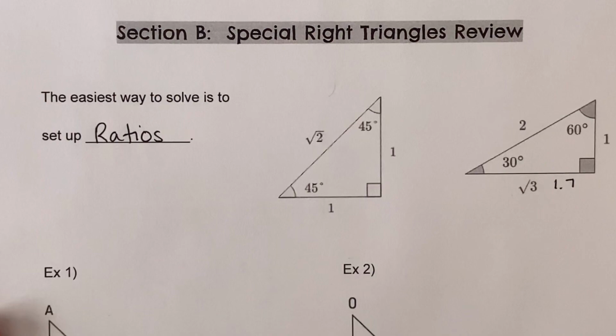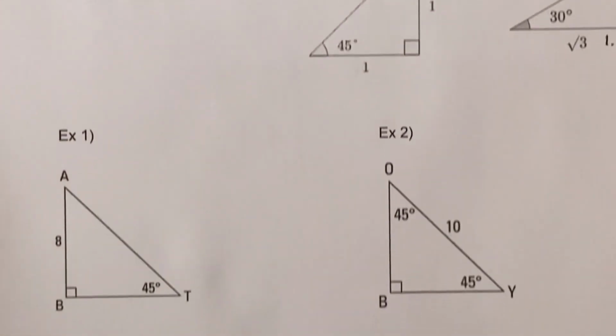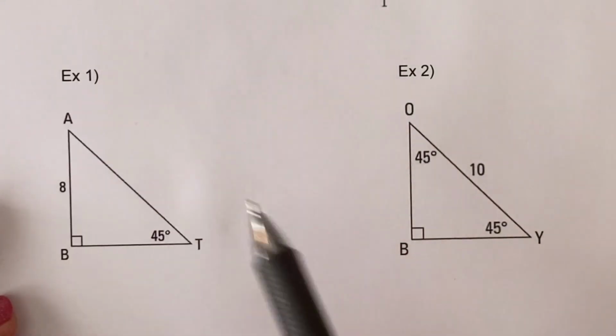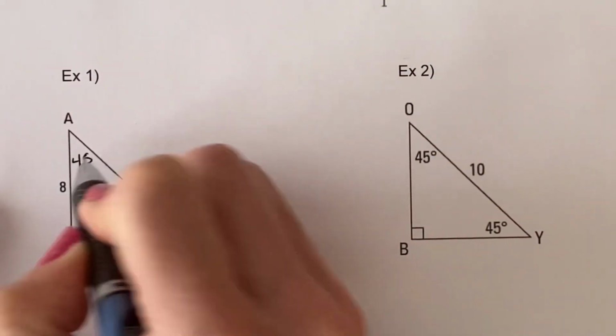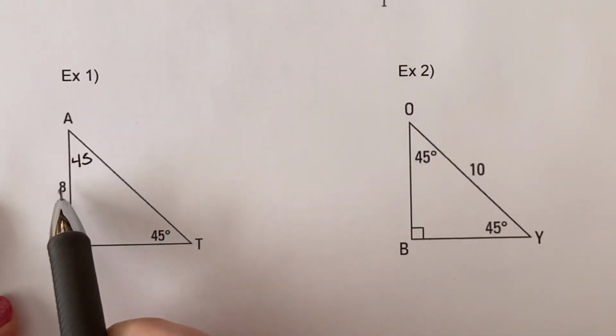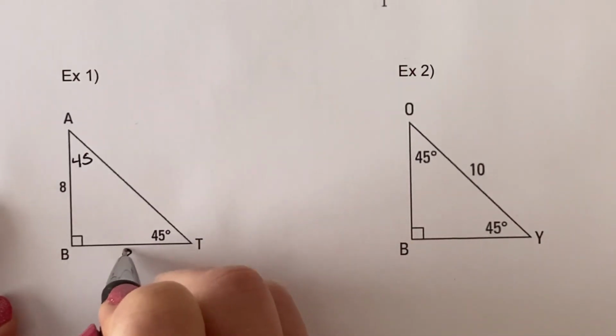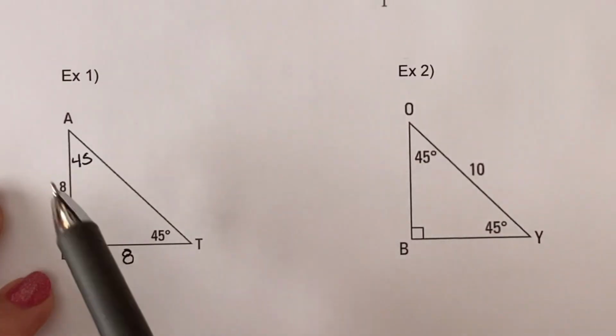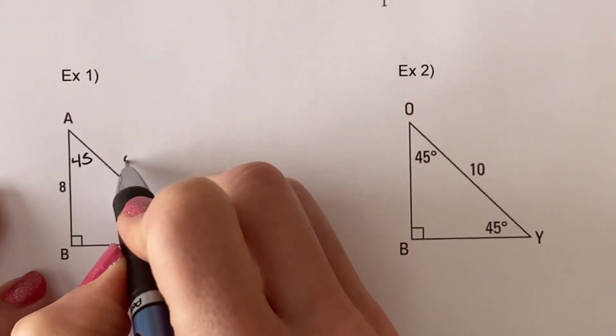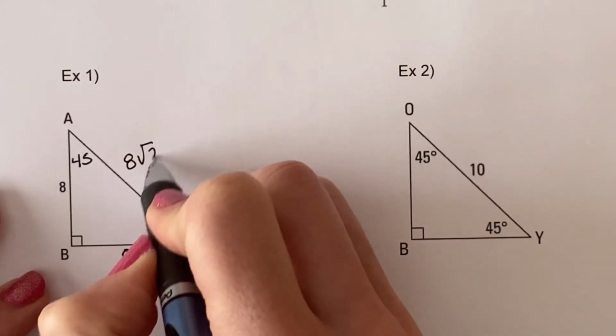So let's go ahead and solve a couple of examples, setting up our ratios. Example 1, I have a 45, and that will have to be 45 as well, if that's 90. My legs will be 8, so this unknown, this side BT, will be 8. And AT, well, if you remember 1, 1, square root of 2, this one will have to be 8 times the square root of 2.